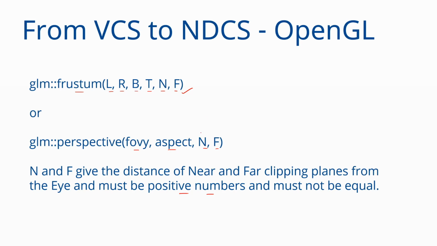So typically N is less than, say, 0.1, that is a good value for N, and F is greater than something like 1000. So you typically have that kind of a scale difference between N and F, and your world is contained between N and F. So these are conservative values for N and F. You can make N and F come closer or make them go away further depending upon your scene.